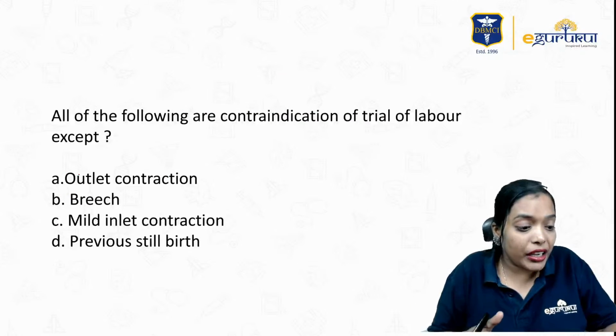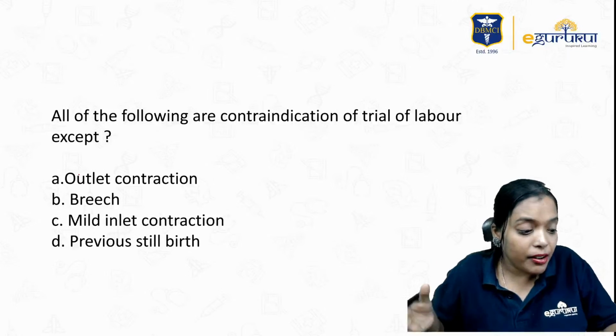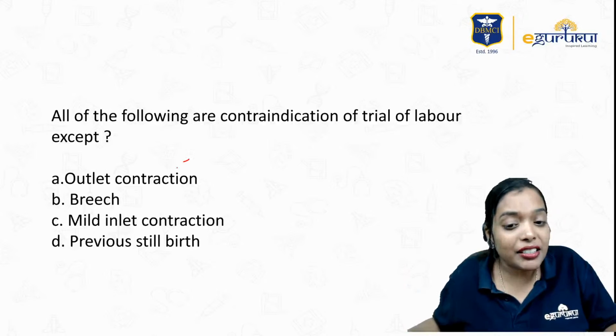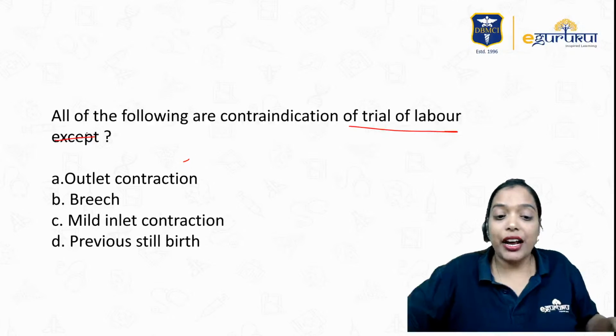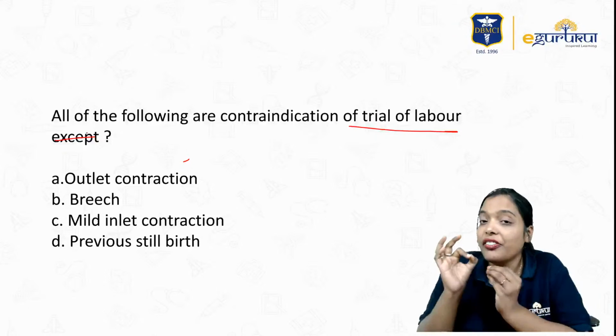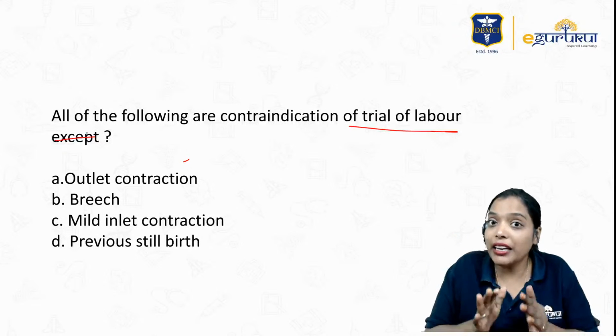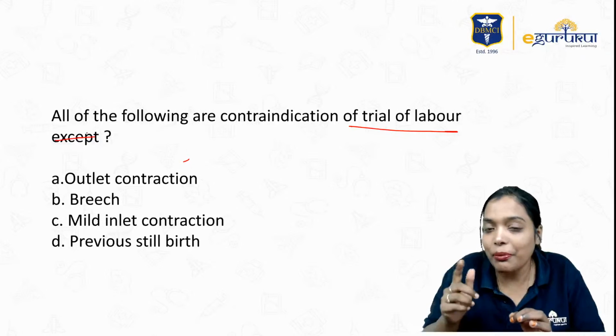All of the following are contraindications for trial of labor, except. You can answer this question once you know what trial of labor is. So what did I tell you? What is trial of labor? Trial of labor is trying for vaginal delivery in a mild inlet contraction. So you're trying for vaginal delivery in mild inlet contraction.